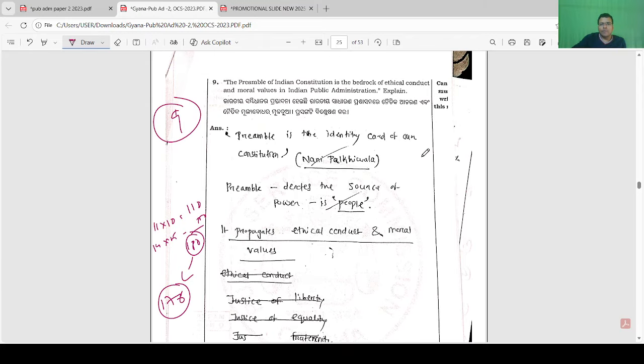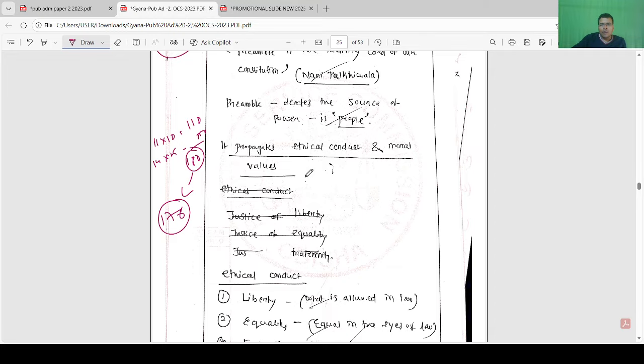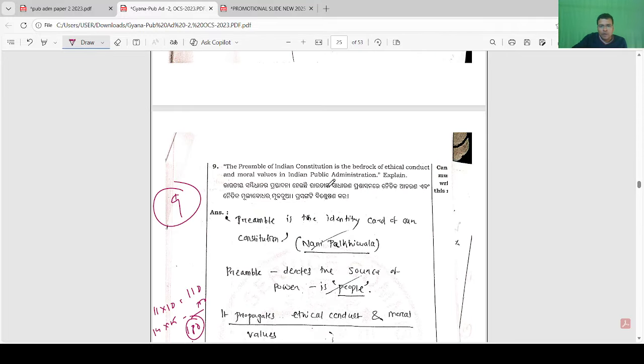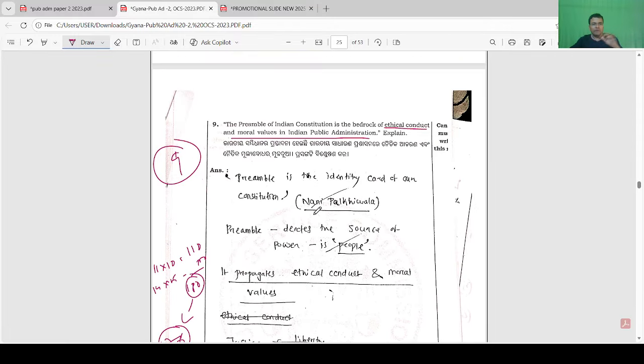Acha, preamble is the identity card of the constitution, preamble is the source of power. The question: how is it the bedrock of ethical conduct and moral value in Indian public administration. Okay, you need to write that yes, this is the preamble, an introduction of the preamble, and you need to write the concept of constitutionalism in India.